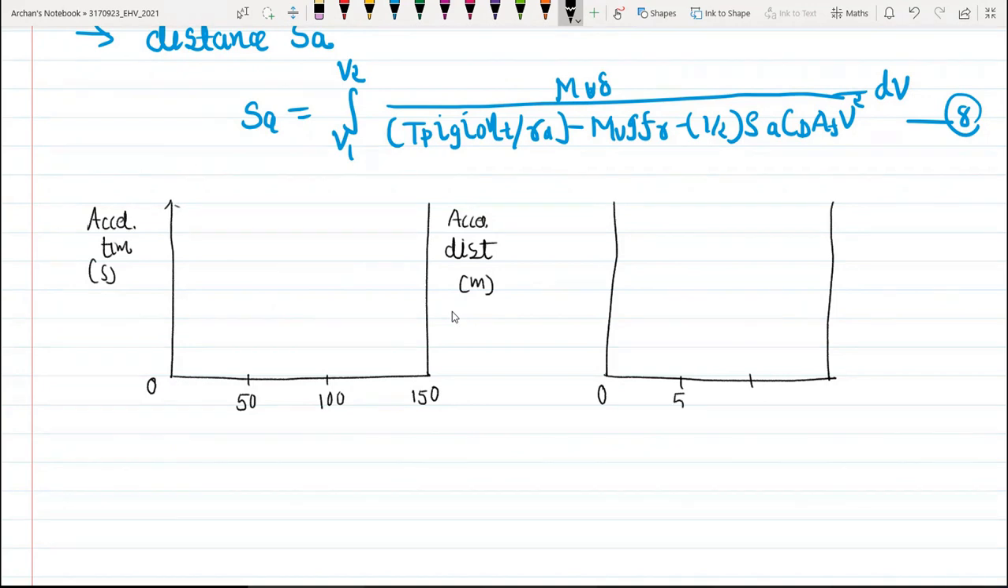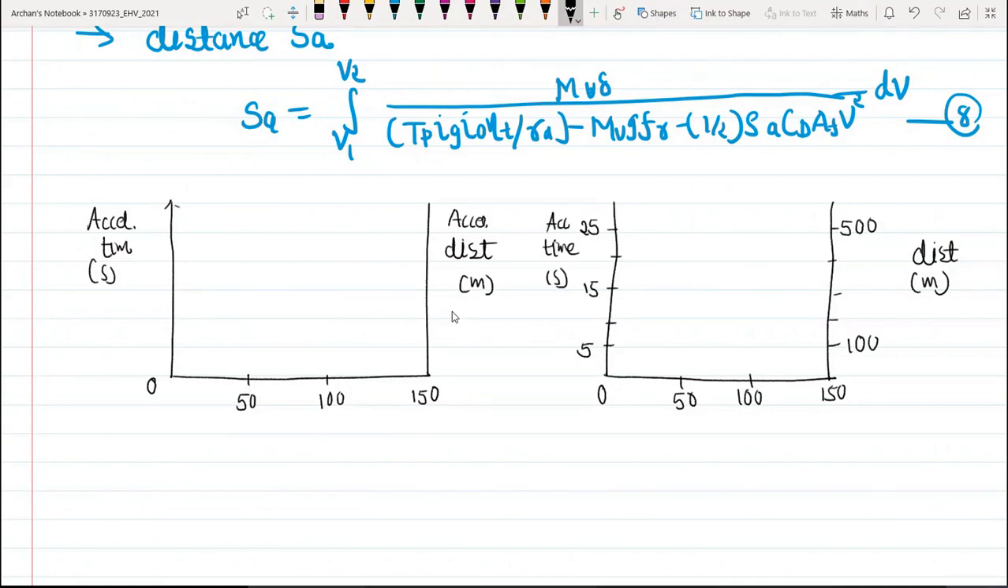This is 0, 50, 100 and 150. This is representing distance in meters, and this is representing acceleration time in seconds.